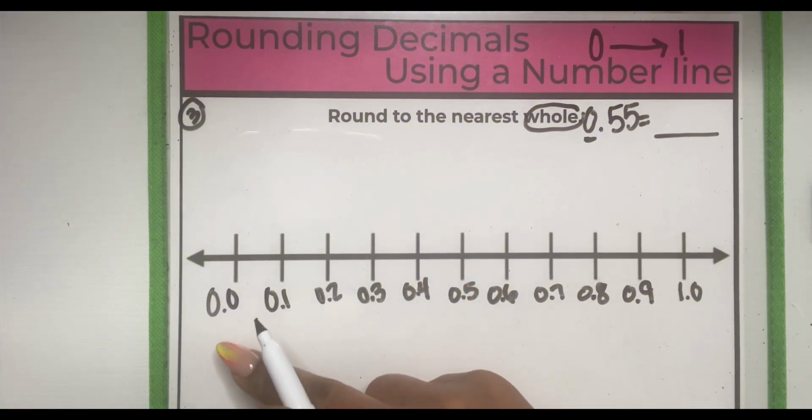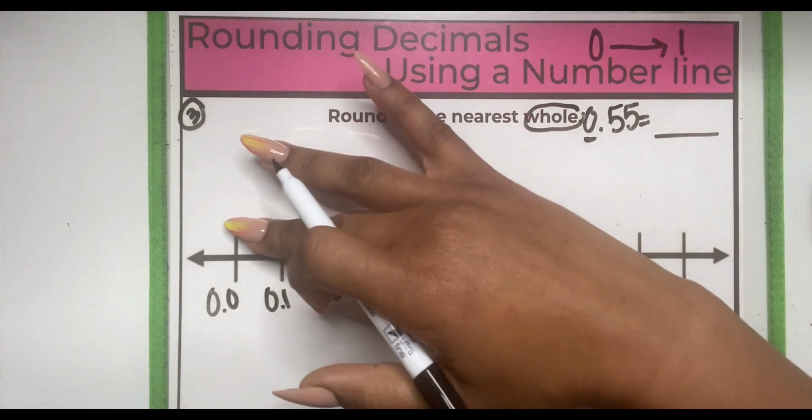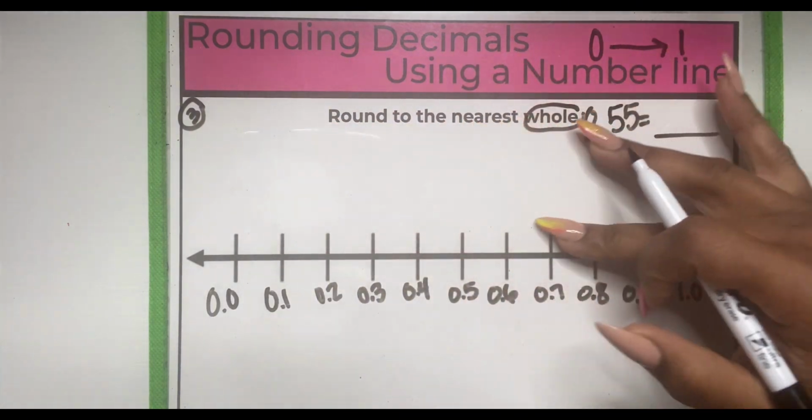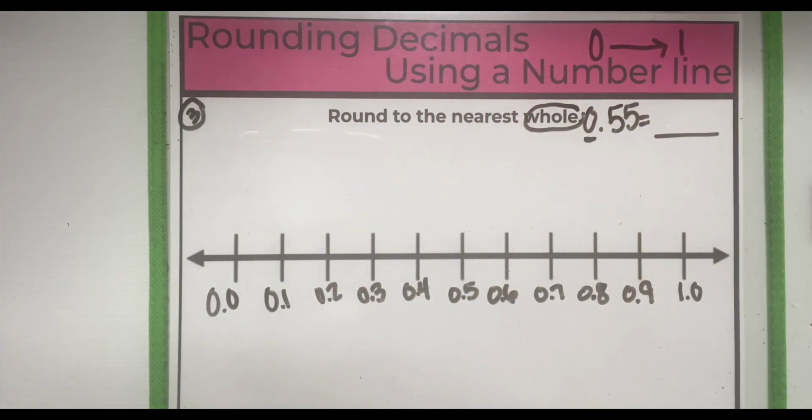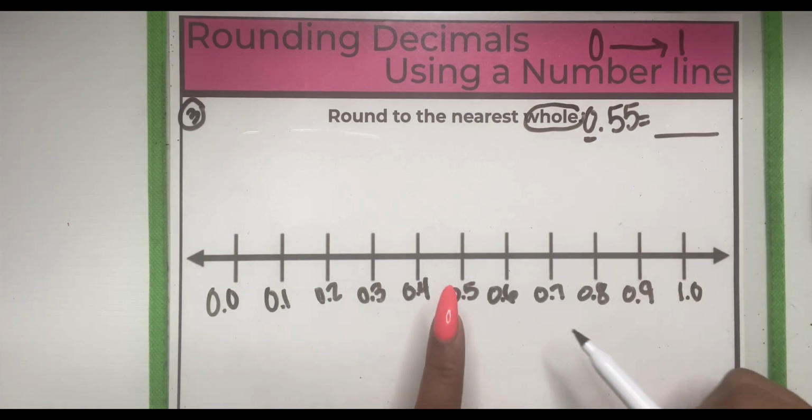All right. Double check our number line. Make sure we have 10 spaces. Everything's numbered correctly. 1, 2, 3, 4, 5, 6, 7, 8, 9, and 10. Very good. All right, now all we have to do is plot where we think 0.55 would be.